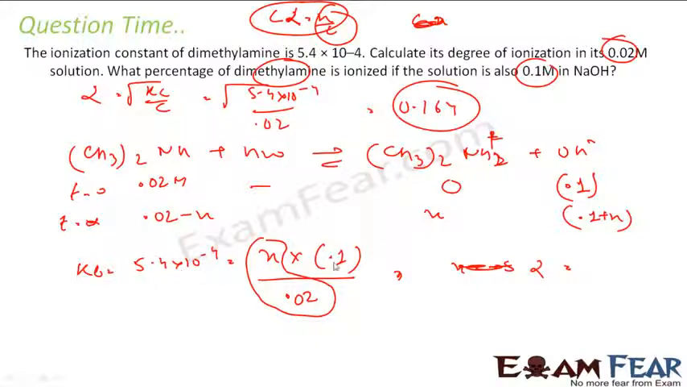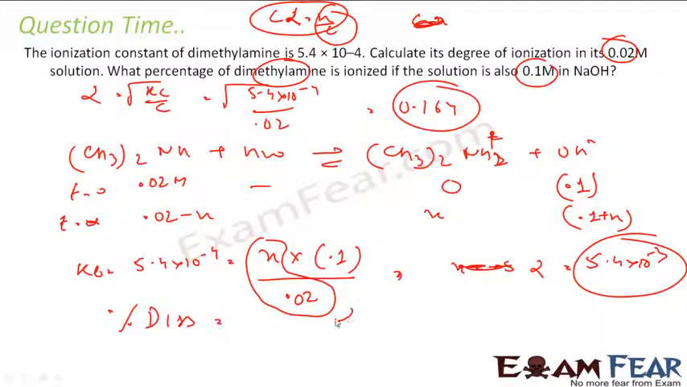So I get from this, alpha is, if you want to find, 5.4 × 10^-4 divided by 0.1, that is 5.4 × 10^-3. This is my new alpha, right? So this is easy actually. And if you want to find percentage dissociation, this is what? Nothing but alpha into 100. So 5.4 × 10^-3 into 100, nothing but 0.54%, and that is my answer.